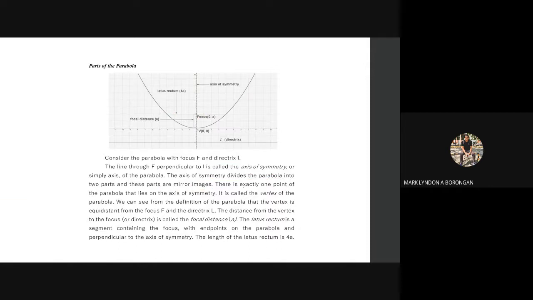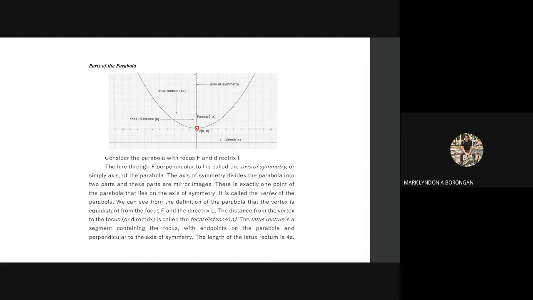There is exactly one point of the parabola that lies on the axis of symmetry. It is called the vertex of the parabola. So this is the vertex, the starting point of our parabola. It is called the vertex of the parabola.